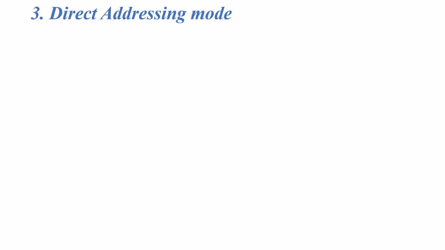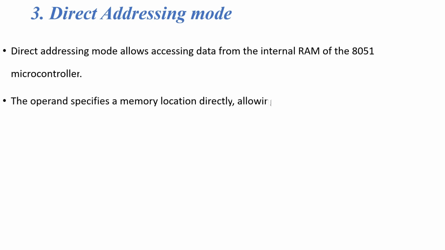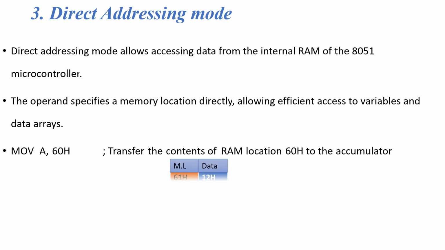The next is direct addressing mode, in which the address of the data is directly given in the instruction. Direct addressing mode allows accessing data from the internal RAM of the 8051 microcontroller. The operand specifies a memory location directly, allowing efficient access to variables and data arrays. See the example, MOV A, 60H, that means transfer the content of RAM location 60H to the accumulator. These are the memory locations with data.